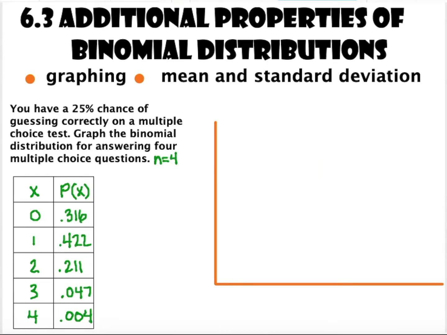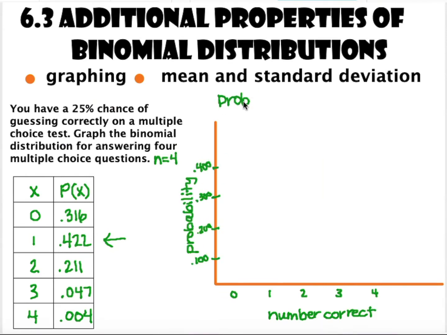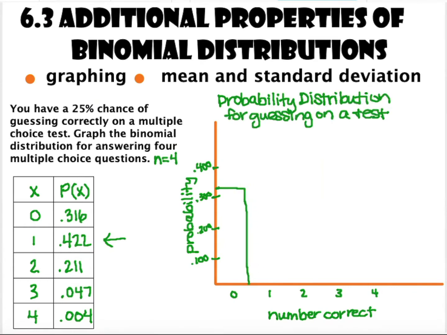All right, you can see that it's most likely that I would get 1 question correct. I've got a 42% chance of getting 1 out of the 4 correct. And I suppose that makes sense because I have a 25% chance of guessing correctly. I put the values for the random variable across the x-axis, probabilities up the y. And this graph just shows again that my best chance is to get 1 out of the 4 right.